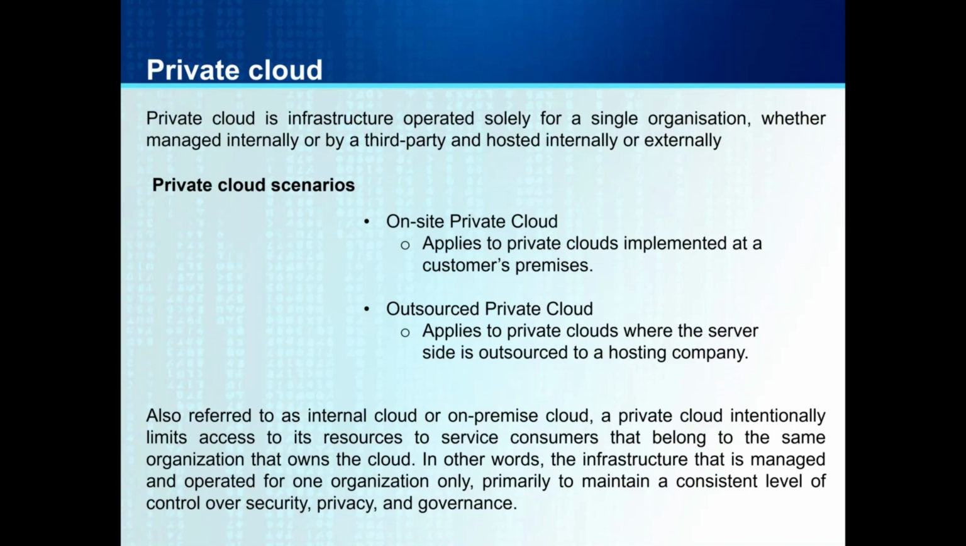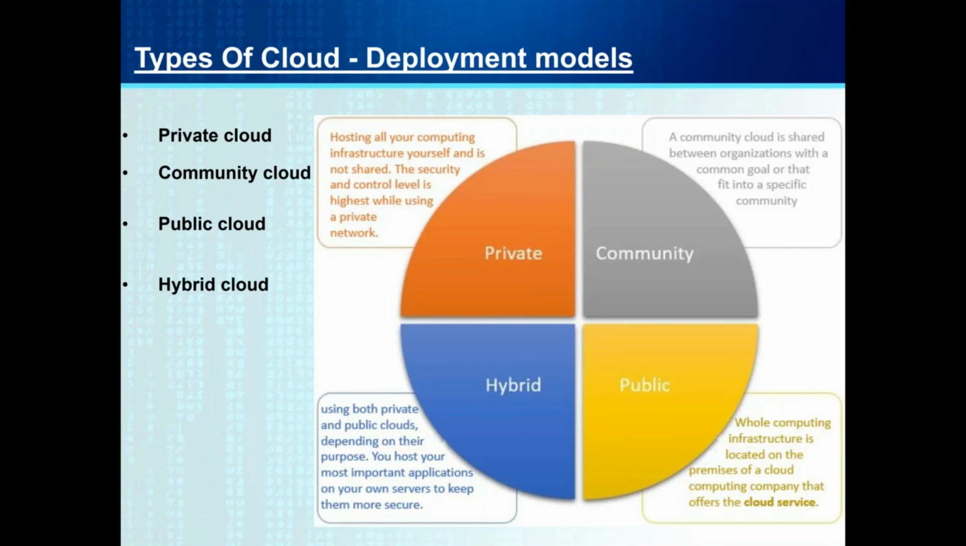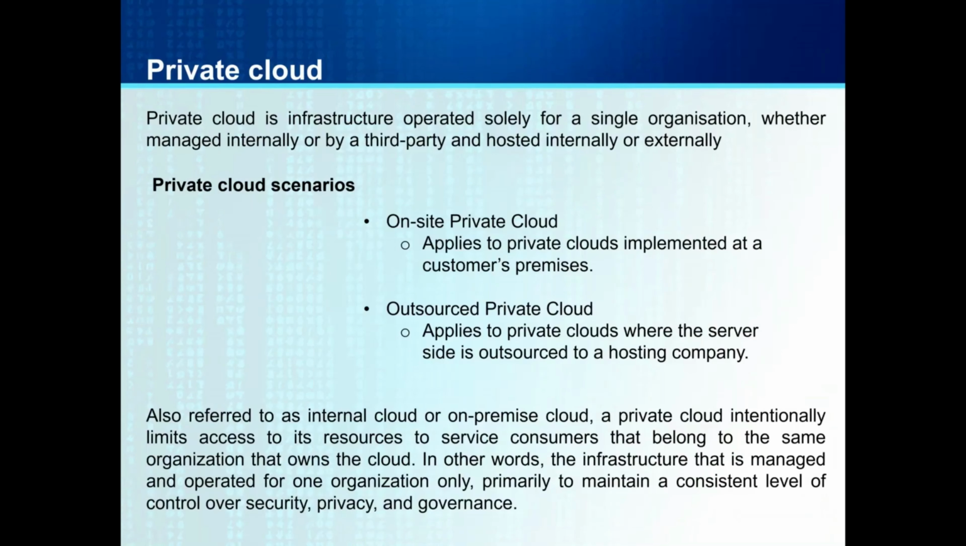In other words, you have seen there are three modules, four models. Cloud has three modules. What are those three modules? Software as service, platform as service, infrastructure as service. What are the models? Private cloud, community cloud, public cloud, hybrid cloud. What is a private cloud? Private cloud is a cloud meant only for one company, single company for their own usage. We call them private cloud.